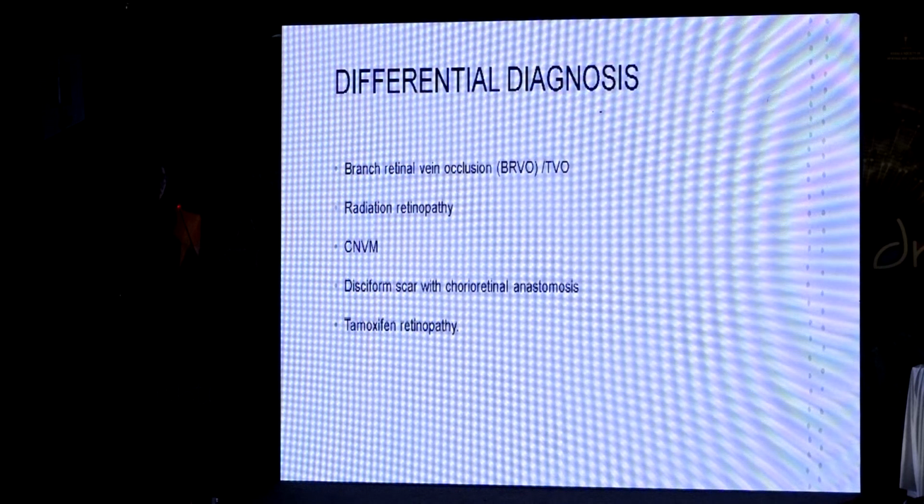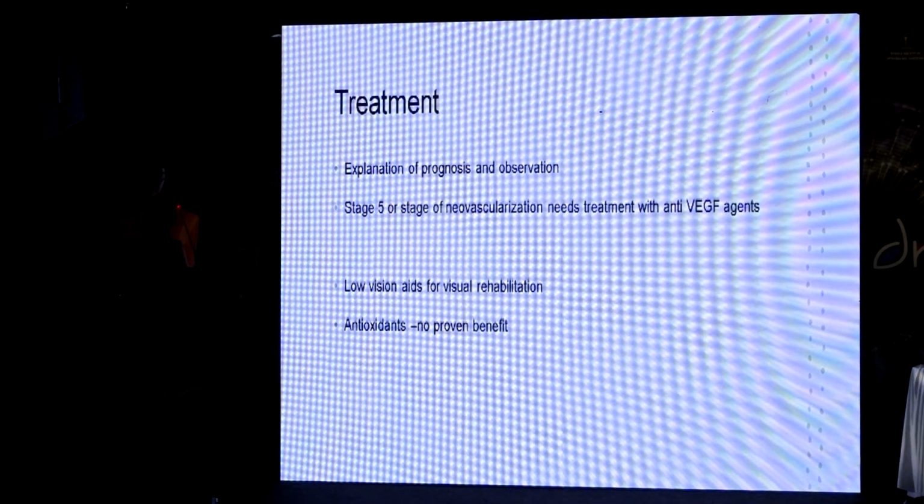The differential diagnosis: we may think of an old branch retinal vein occlusion, sometimes radiation retinopathy. When it's in stage 5, you may mistake it for a choroidal neovascular membrane. What can you do? You can explain the prognosis and observe up to stage 4, and only in stage 5 do we need treatment with anti-VEGF. There is no point in injecting thinking that it is a macular edema. Those foveal changes that you're seeing are actually loss of tissue, so you cannot treat it with anti-VEGF agents.